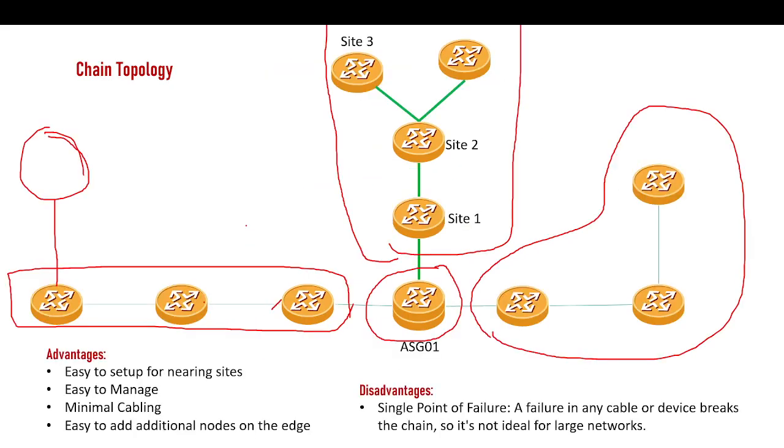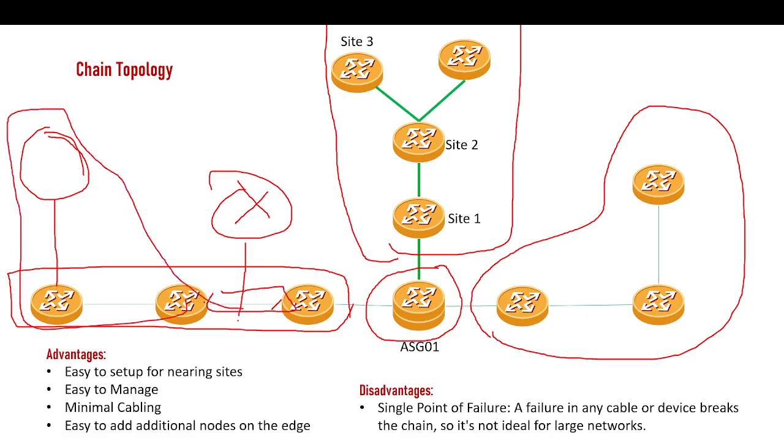But what if you are adding a new site at this location? For you to insert this new site, you need to break this fiber. And when you are breaking this fiber, you will be impacting these other sites. So we still have a single point of failure. If we were to lose this fiber between these two nodes, we are impacting all the nodes behind this node. So we still have a single point of failure, especially in large networks. So it's still not ideal for large networks.